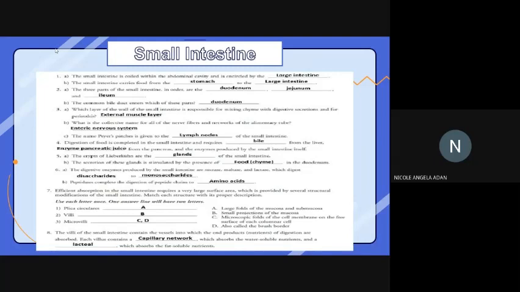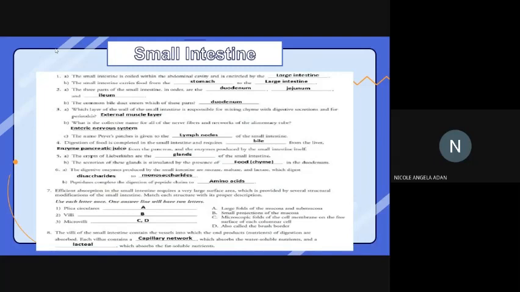For 6B, peptidases complete the digestion of peptide chains to amino acids. For 7, number 1, plica circularis. Our answer is letter A.